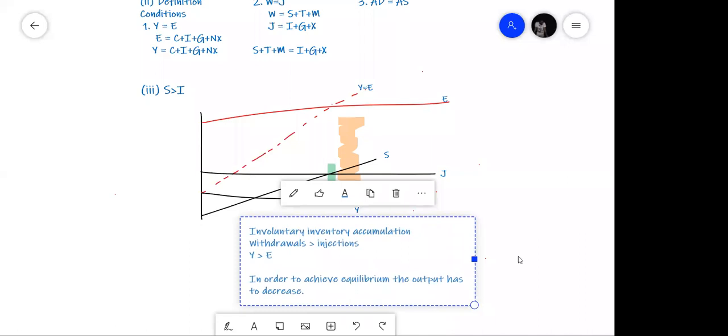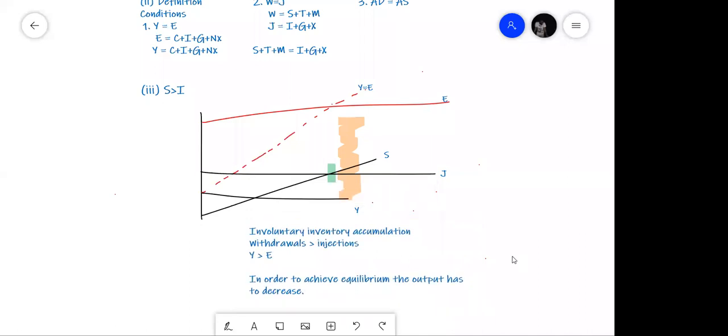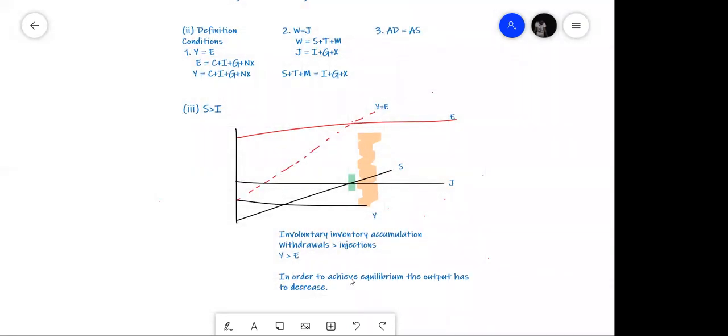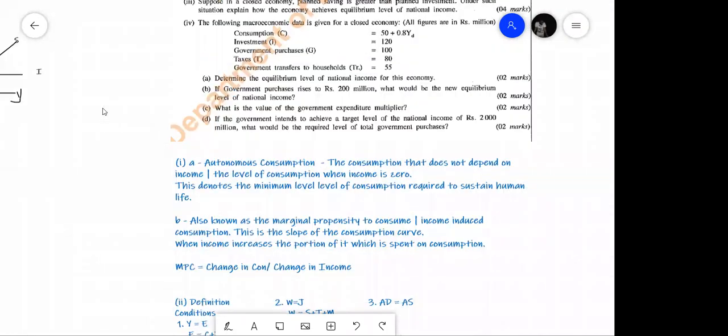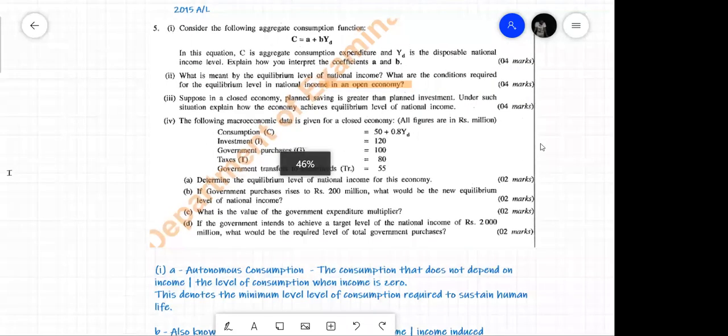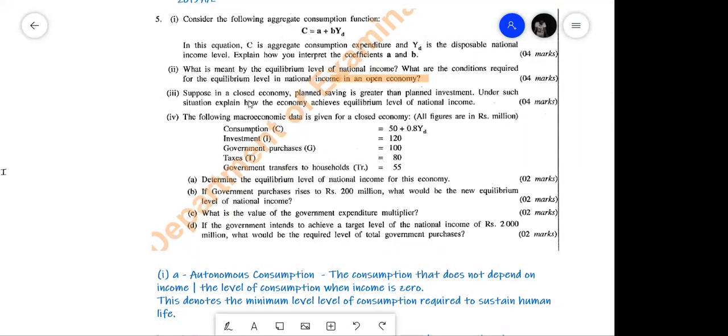You can have a proper diagram as well. Okay, for a question like that, either price or output, but ideally they're asking you for the output here. Under such a situation, explain how the economy achieves equilibrium of national income? Yes, ideally by decreasing output. If not, they can even decrease price and do something like that.